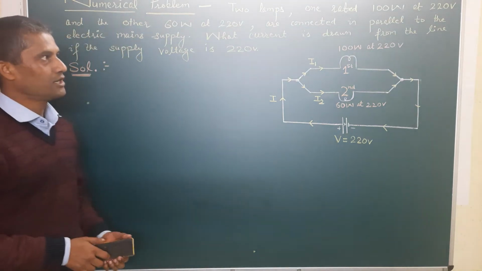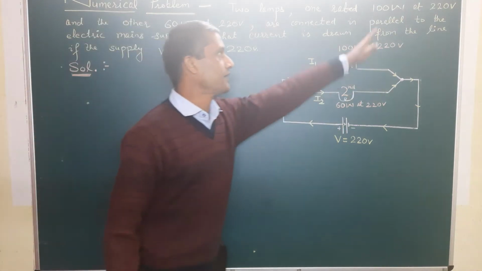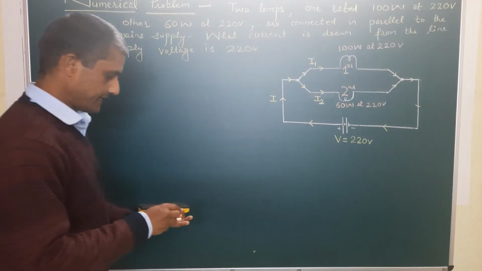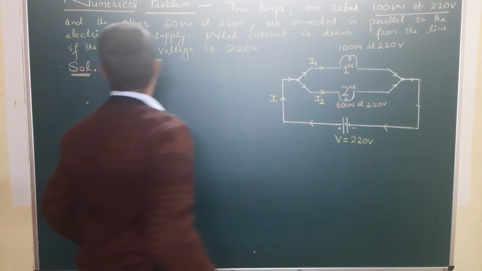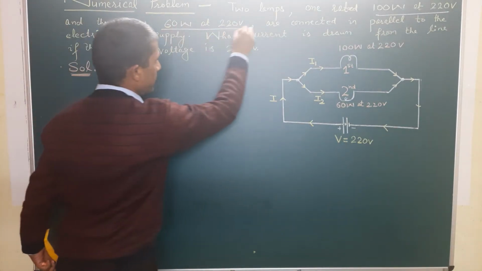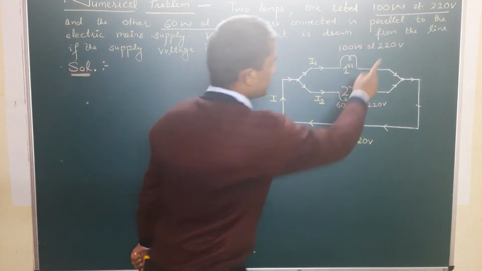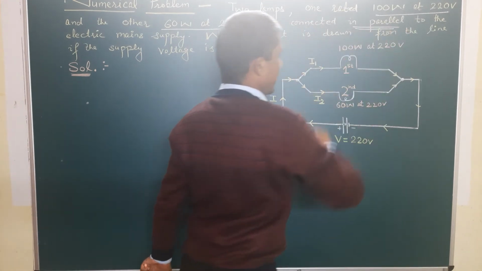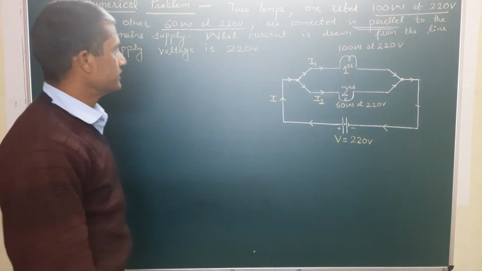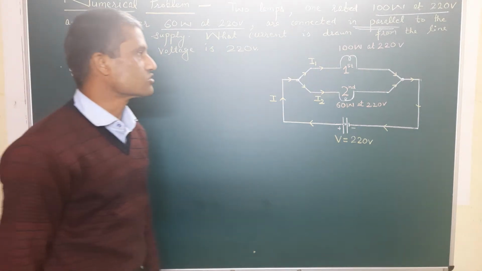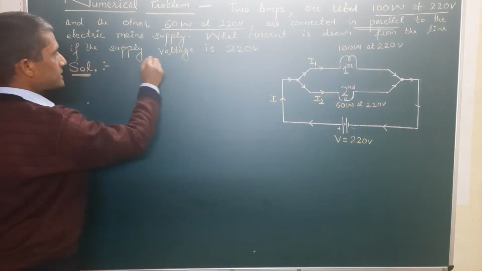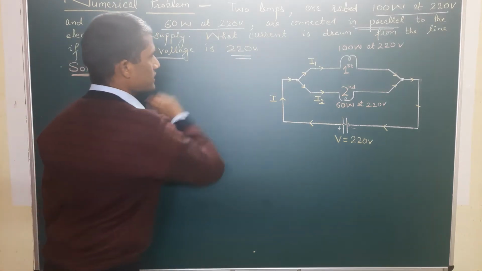Let us go through this numerical problem. Two lamps are given here. One is rated 100 watt at 220 volt, and the other bulb is 60 watt at 220 volt. They are connected in parallel to the electric main supply. What current is drawn from the line if the supply voltage is 220 volt?